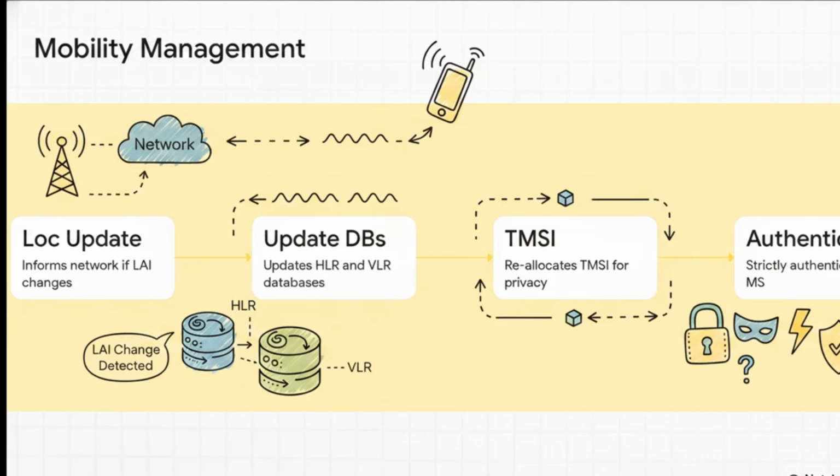Behind the scenes, the network updates those visitor databases. It performs a temporary identity reallocation to keep your privacy intact and strictly authenticates your device to make sure you're legit. And the best part? All of this happens totally invisibly in the background.